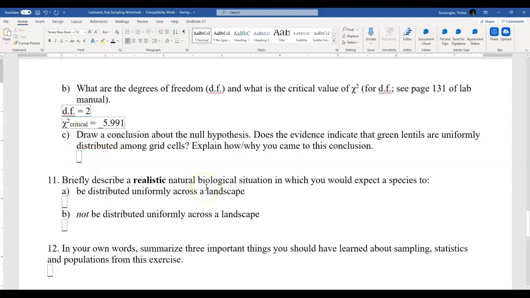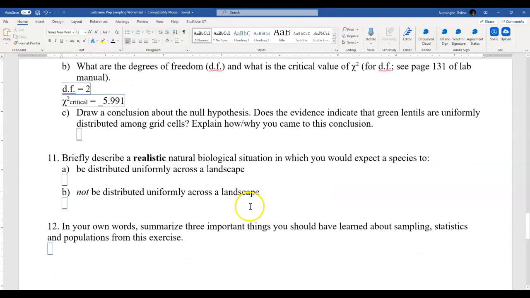Draw a conclusion about the null hypothesis. Does the evidence indicate that green lentils are uniformly distributed among grid cells? Well, according to me, my critical chi-square was greater than my calculated chi-square. So no, I fail to reject. I cannot reject the null hypothesis. So I have to accept the fact that lentil species are uniformly distributed in the beans community. Okay, that's what it is.